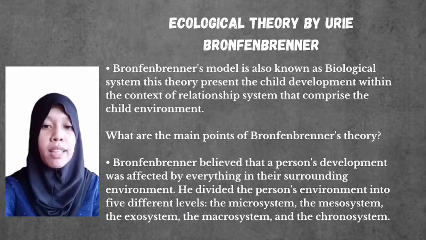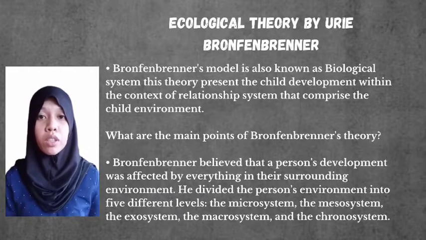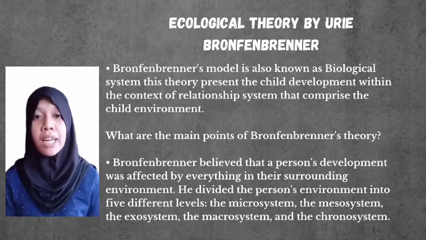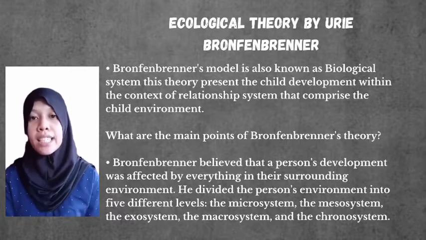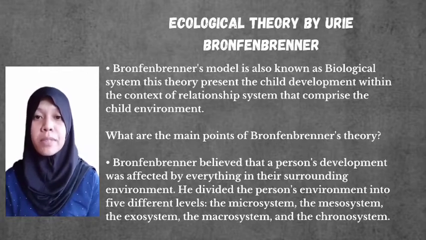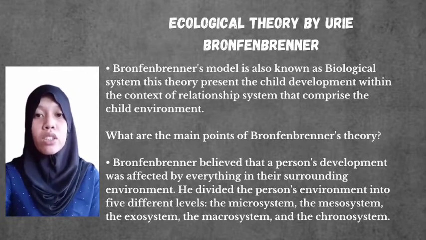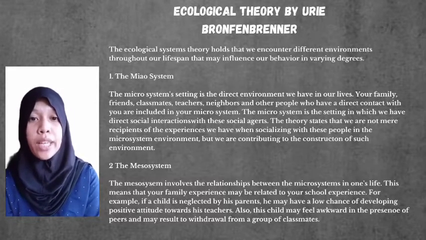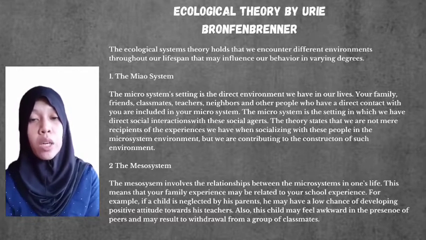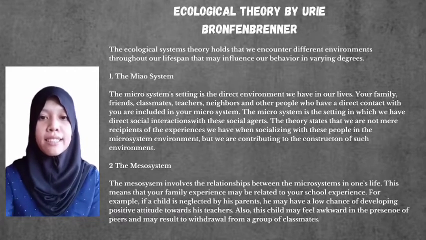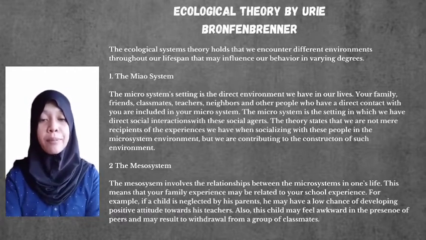So, what are the main points of Bronfenbrenner's theory? He believed that a person's development was affected by everything in their surrounding environment. He divided the person's environment into five different systems: the microsystem, the mesosystem, the exosystem, the macrosystem, and the chronosystem. The ecological system theory holds that we encounter different environments throughout our lifespan that may influence our behavior in varying degrees. The first level is the microsystem.